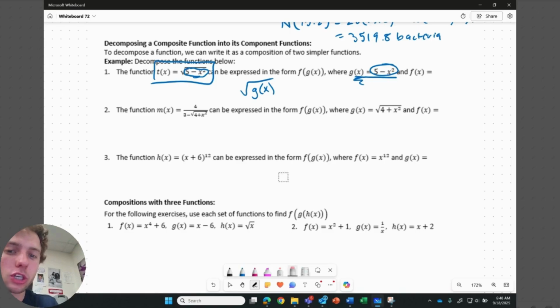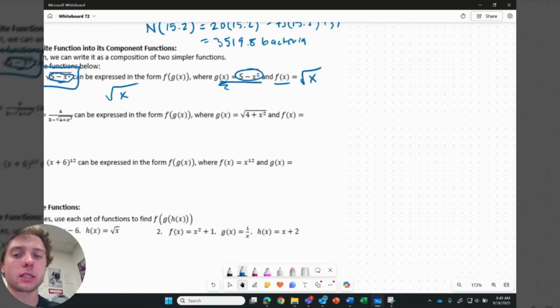But if I plugged g of x in somewhere, that meant we were replacing the x variable. So if I see 5 minus x squared, we're going in the reverse. We're decomposing. So if I see 5 minus x squared, I'm going to change that back to an x, doing the reverse of what we were doing originally. So what is our function then, f of x? Well, that would have just been the square root of x.